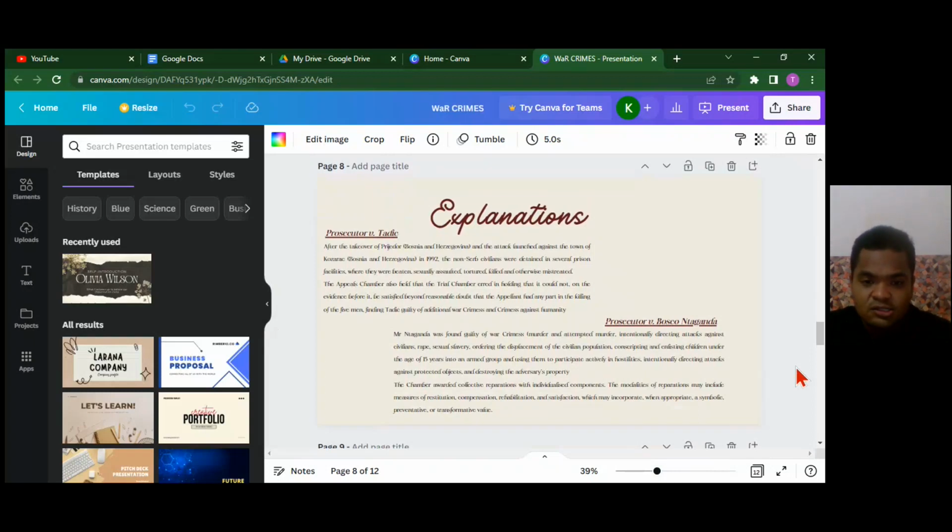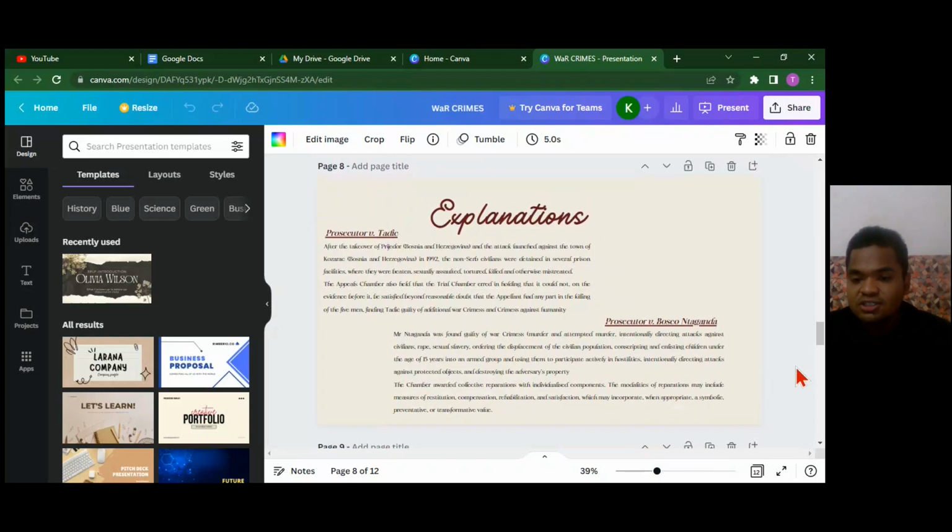The appeal chamber also felt that the trial chamber erred in holding that it could not, on the evidence before it, be certified beyond reasonable doubt that the appellant had any part in the killing of 5 men, finding Tadic guilty of additional war crimes and crimes against humanity.